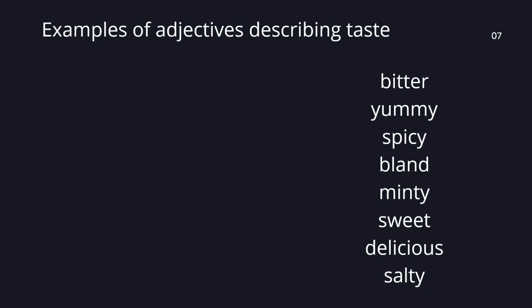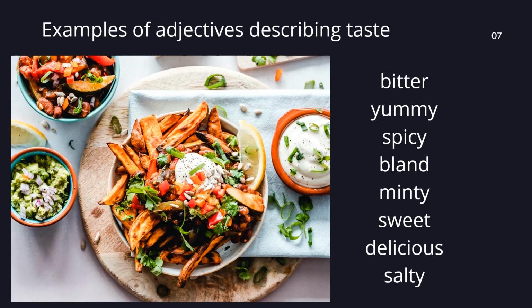Alright, examples of adjectives describing taste. Oh, that looks so good. That looks so yummy. It is bitter, maybe sweet, maybe spicy or bland or delicious or salty. So here are our adjectives: bitter, yummy, spicy, bland, minty, sweet, delicious, salty. And these are all examples of adjectives describing taste.